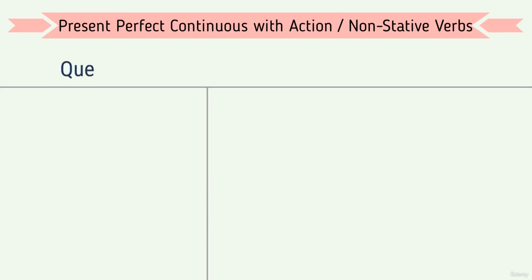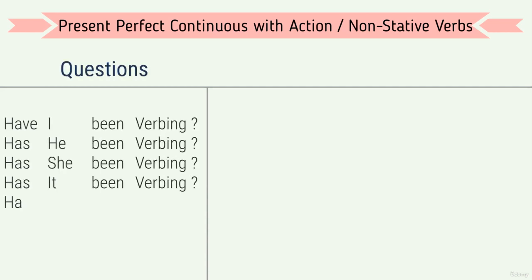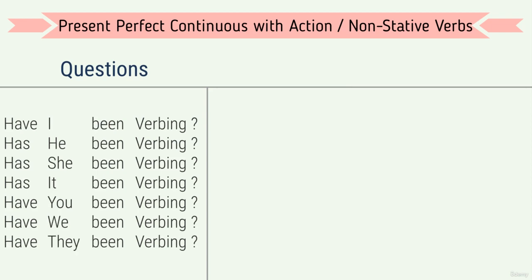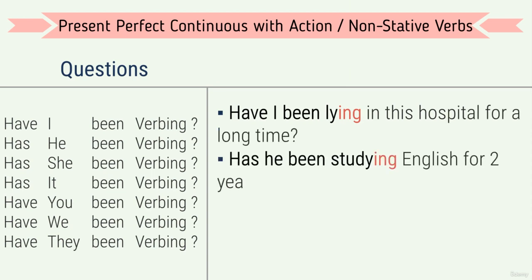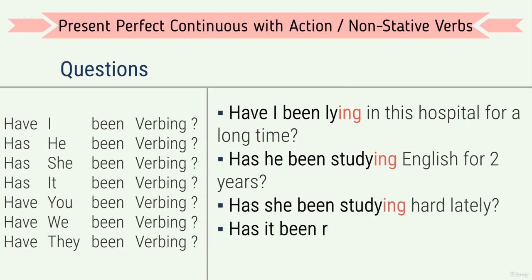To make a question using the present perfect continuous, have, has goes to the beginning of the sentence. So the structure becomes have, has, subject, been, and our verb with its ing ending. For example, have I been lying in this hospital for a long time? Has he been studying English for 2 years? Has she been studying hard lately?